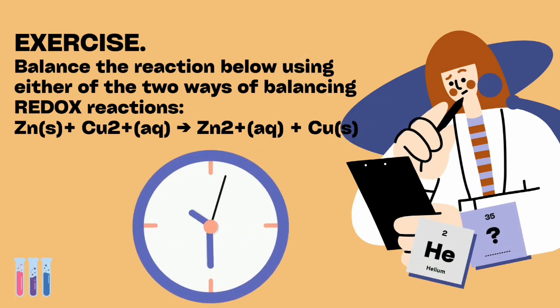Now let's have an exercise. Apply the steps and balance the redox reaction below using either the ion-electron method or the oxidation number method. You should take your time, and feel free to go back to the video if you are confused.